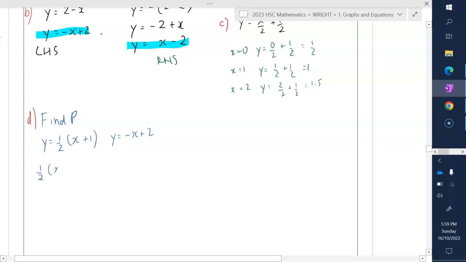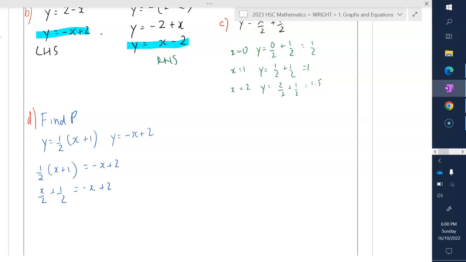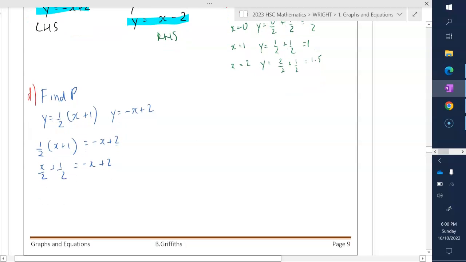So I've got a half x plus 1 is equal to minus x plus 2. Let's open our brackets. We're going to get x on 2 plus a half is equal to minus x plus 2. I'm going to add x to both sides.